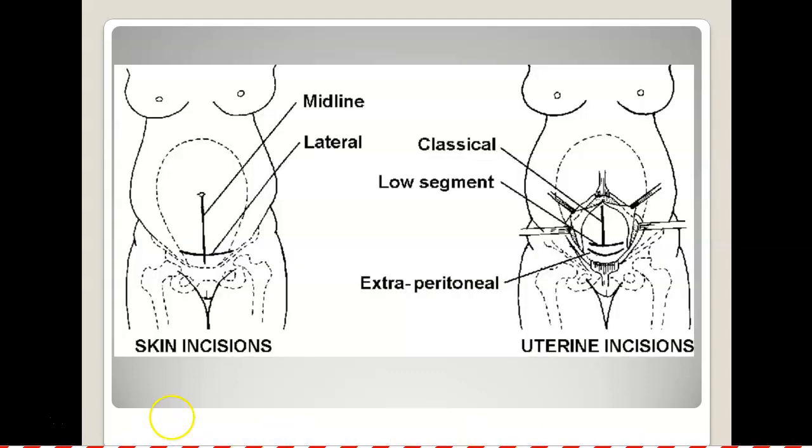So this is an example then. This is the different skin incisions, the horizontal or the low transverse, and then the vertical one here, the midline. And then in the uterus, once the skin is flapped open, again, you can cut the low segment, which is down here, or the classical, which is up and down.